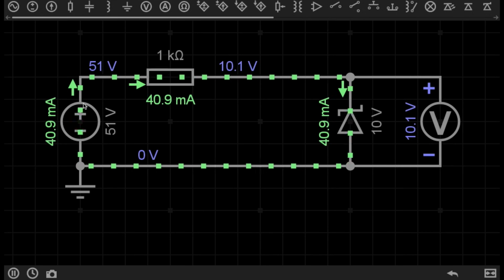Okay, so I've increased the voltage of this power supply to 51 volts. But look at the voltage across the Zener diode. It is still approximately 10 volts. So how exactly has that just happened? I'm supplying 51 volts to this circuit, exceeding the Zener diode's reverse breakdown voltage, yet the Zener diode still only has 10 volts across it. In effect, we have just created a 10 volt voltage regulator.